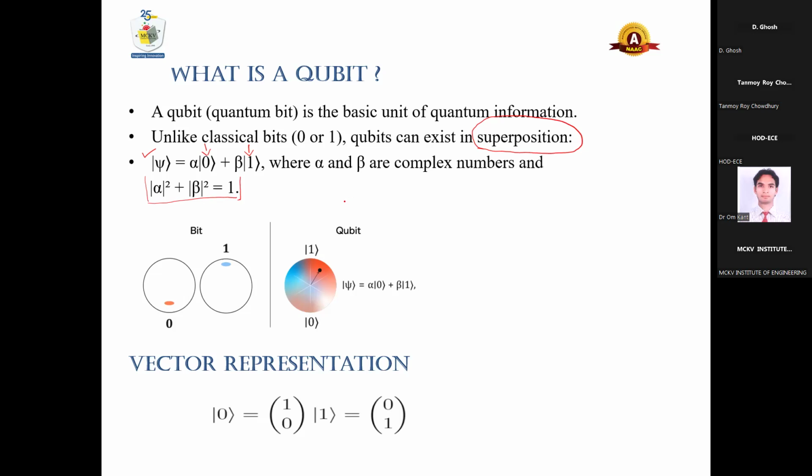What does this mean? Modulus of alpha squared is basically, if you try to measure the qubit, then mod of alpha squared is the probability you will get the qubit in state 0, and mod of beta squared is the probability you will get the qubit in state 1. So basically, mod of alpha squared and mod of beta squared are the probabilities of finding or measuring the qubit in state 0 and state 1 respectively. So again, it's very counterintuitive, but this is how quantum mechanics works.